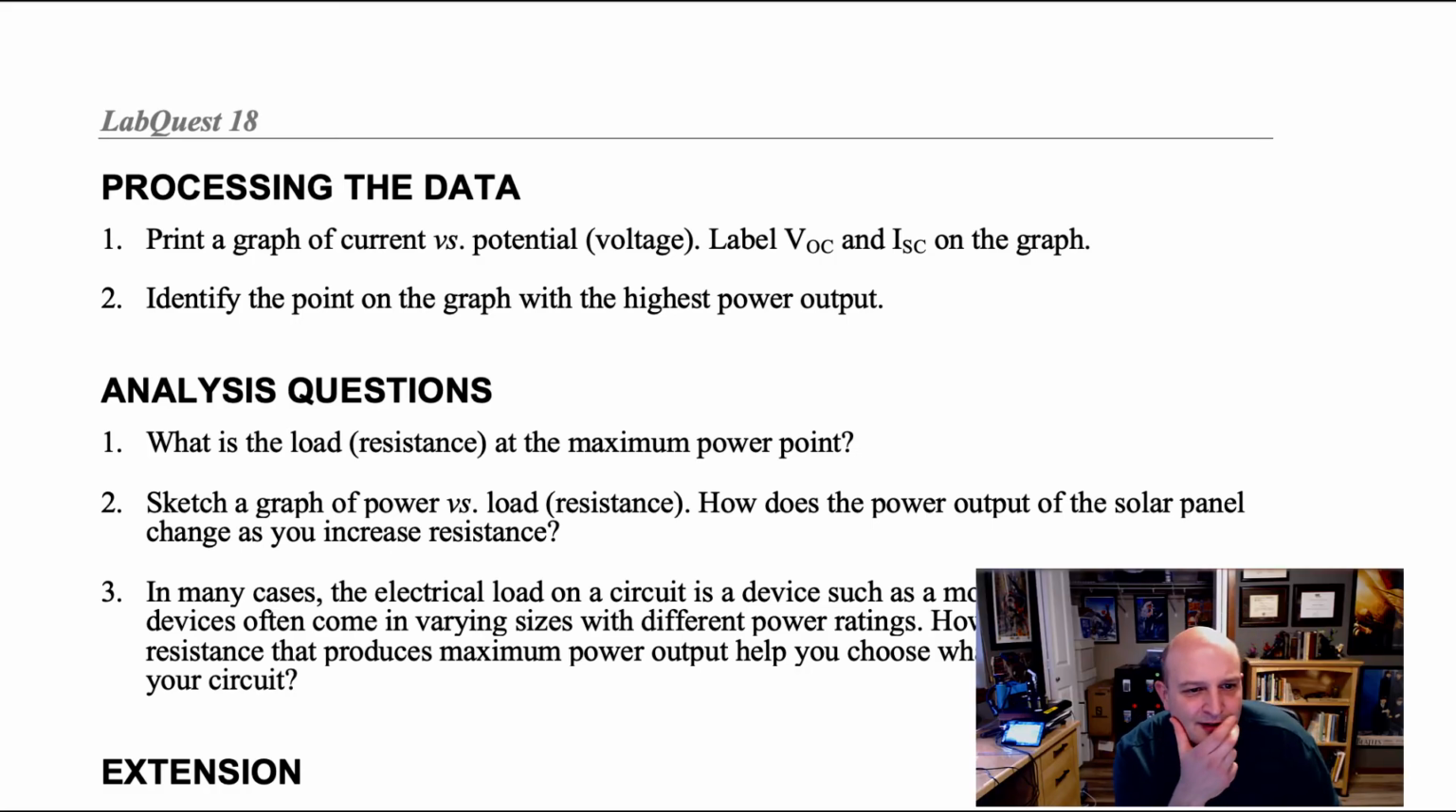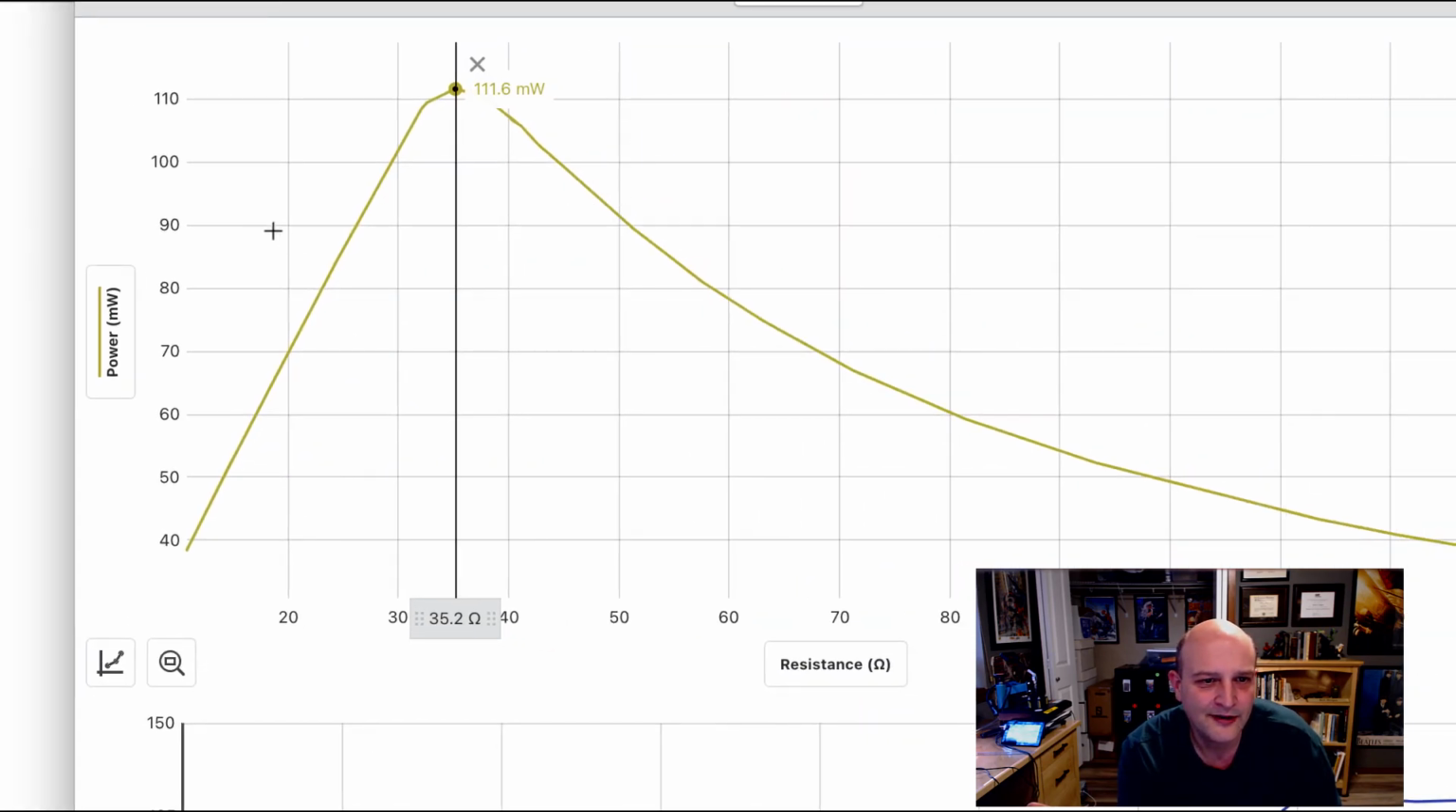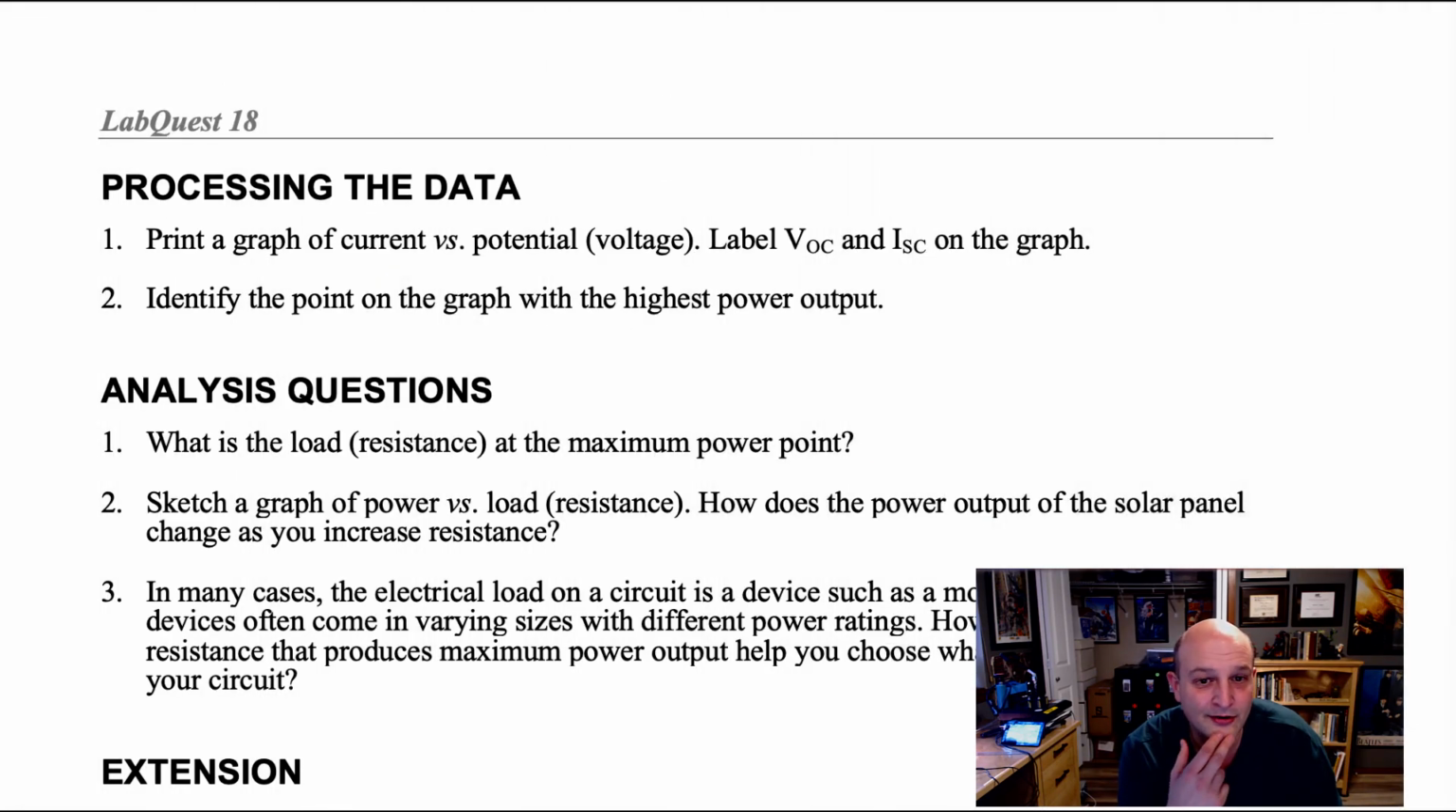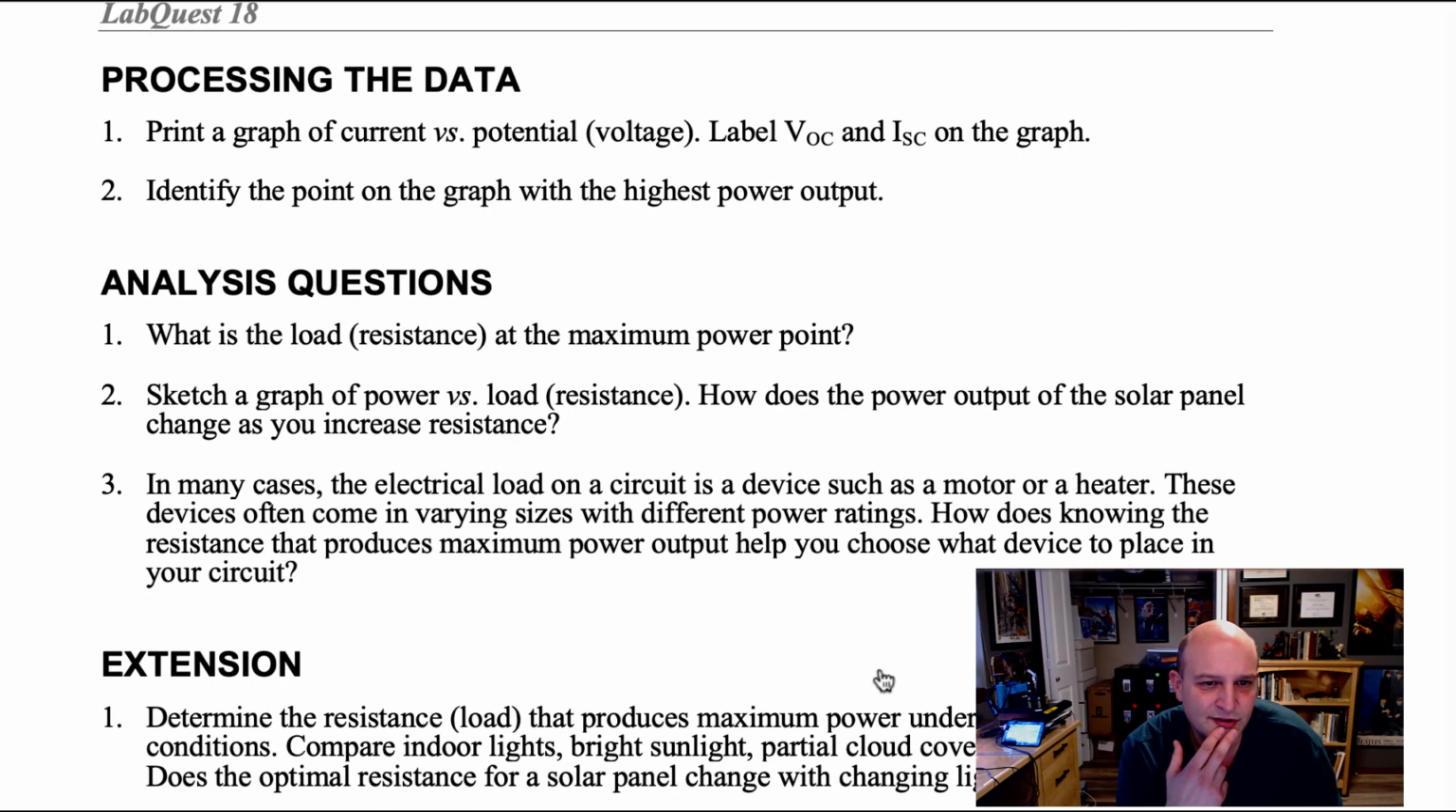Then sketch a graph. In many cases, the electrical load on a circuit is a device such as a motor or a heater, of course. Well, why else are you doing it with electricity? These devices often come in varying sizes, different power ratings. Now, obviously, you can see if the resistance was higher or lower, you would get on either side of this, higher or lower, you would get different amounts of power, less power out. You want the most power, right? So that's what you do. That helps you determine that. You don't have to do the extension part.